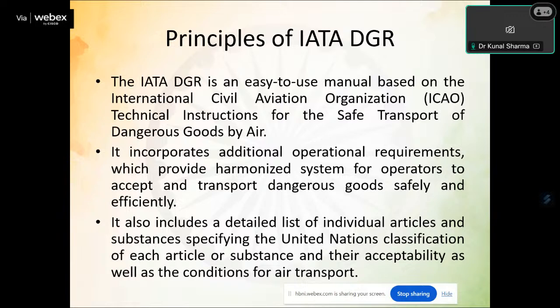During transportation, during transit, it is very tough to ascertain the properties of different chemicals and dangerous goods at the same time. So, because of this manual or particular system, we can easily understand the nature of the chemical, and if there are some issues and it requires response, we can easily respond through these principles. It also includes a detailed list of individual articles and substances specifying the United Nations classification of each article or substance and their acceptability as well as the conditions of the air transport. So all these things are the principles of IATA.